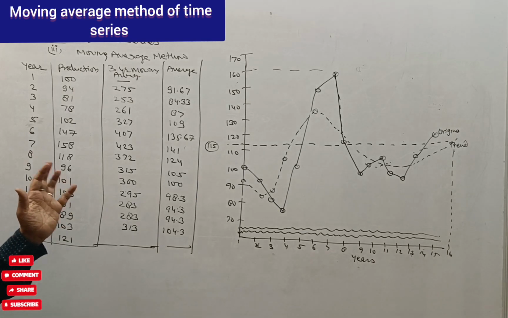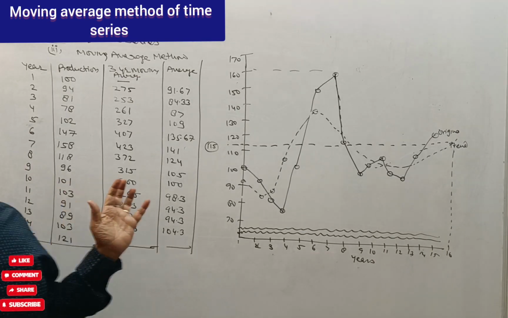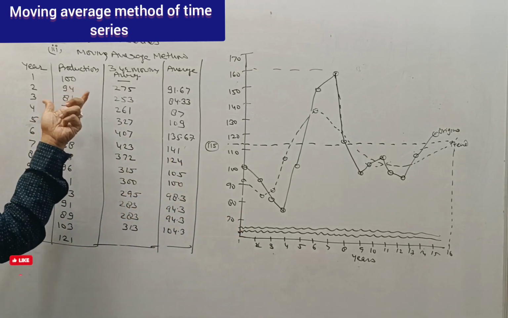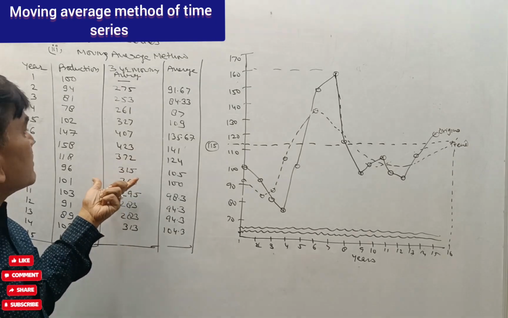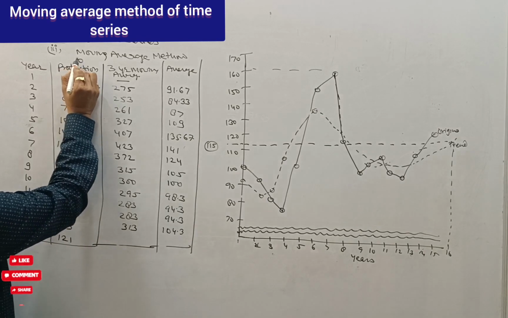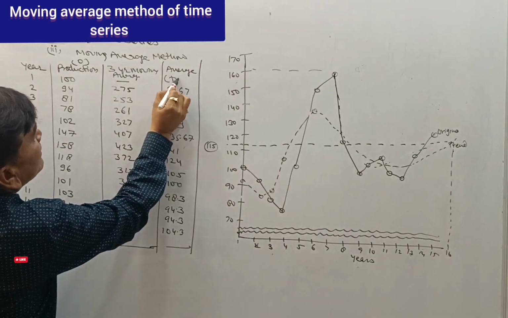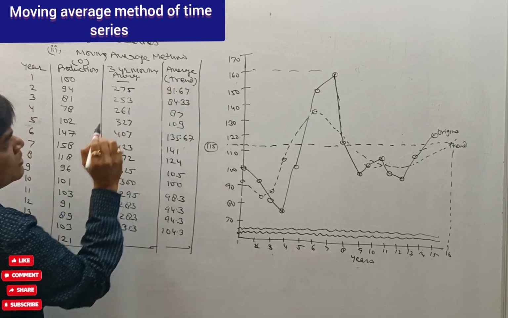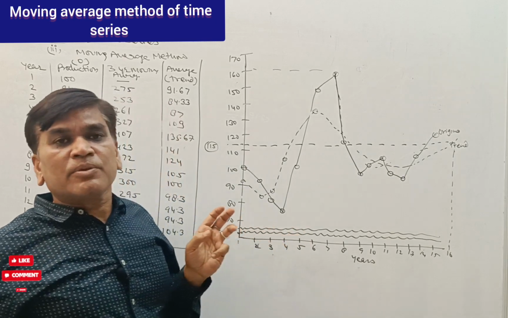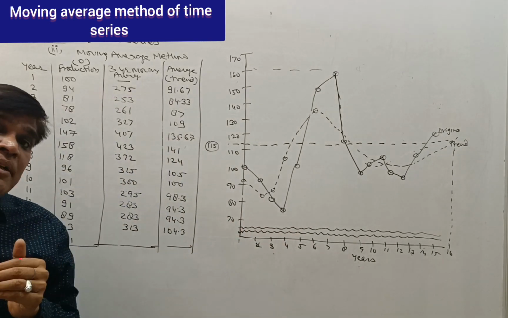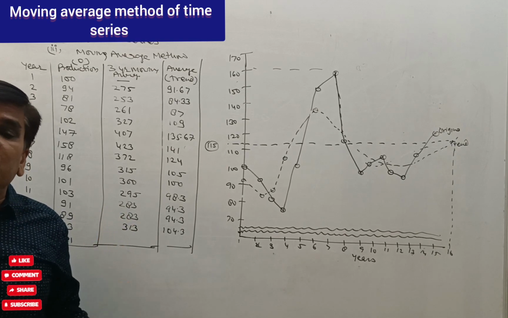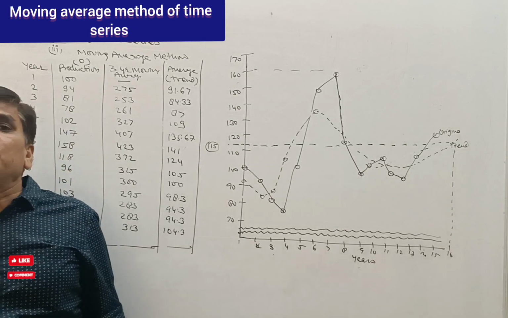For now it's not an important method, but just for your knowledge I have explained how to calculate the moving average. This is the original data that I have plotted, and this dotted line is the trend data. Whenever we make any forecast, we always forecast on the trend value, not on the original data.